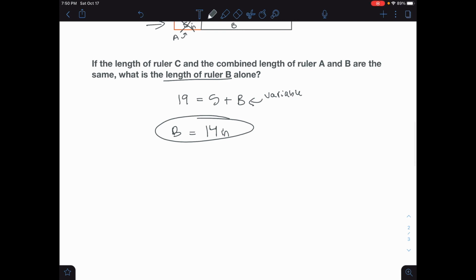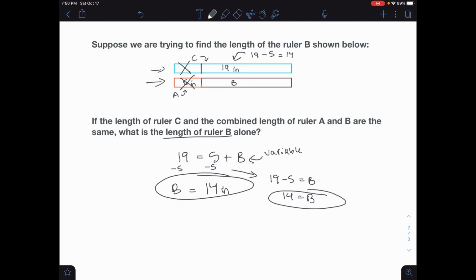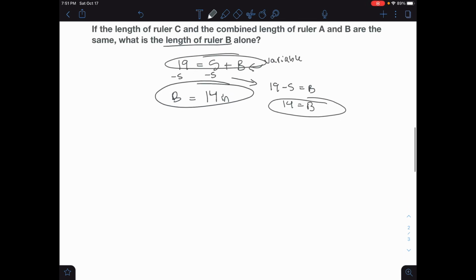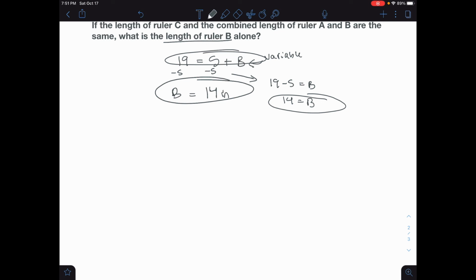Now, algebraically, if we subtracted 5 from each side of the equation, we get that 19 minus 5 is equal to B, or 14 is equal to B. So, as you can see, this is basically the same thing. We just subtracted 5 from each side of the equation in this visual format and in this algebraic format. So I hope you could see the potential in this concept, and I hope you have fun further exploring the concept of pre-algebra.